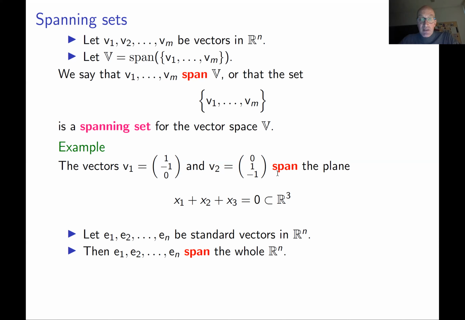And now, another very standard example of spanning sets are the standard vectors in n-dimensional space. Usually in this course, they're going to be denoted by E1, E2, up to En.